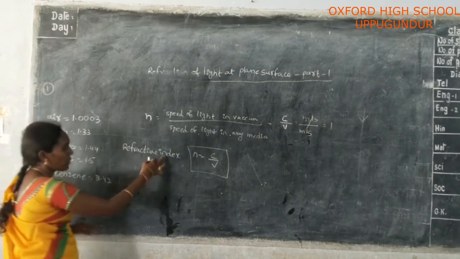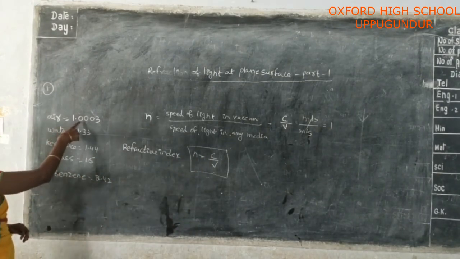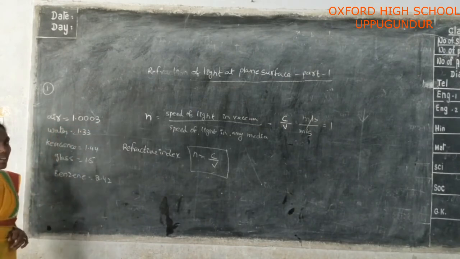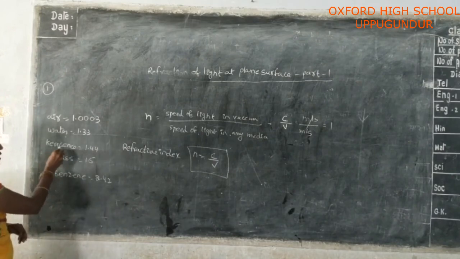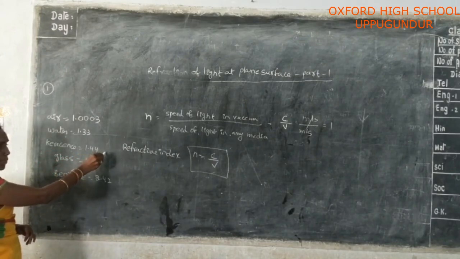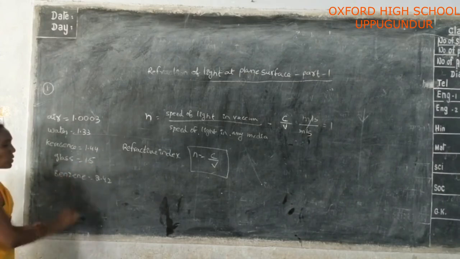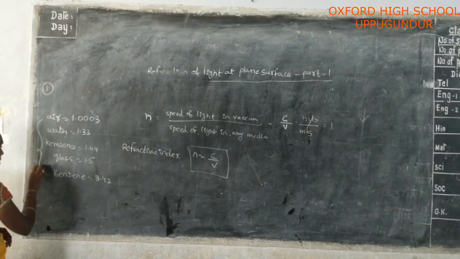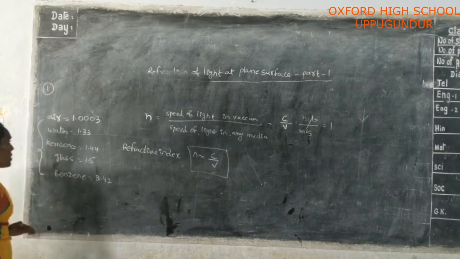The formula for refractive index n is equal to c by v. Refractive index of air is equal to 1.0003, water is equal to 1.33, kerosene is equal to 1.44, glass is equal to 1.5 and benzene is equal to 2.42. Based on these values, we can easily define the rarer medium and denser medium.